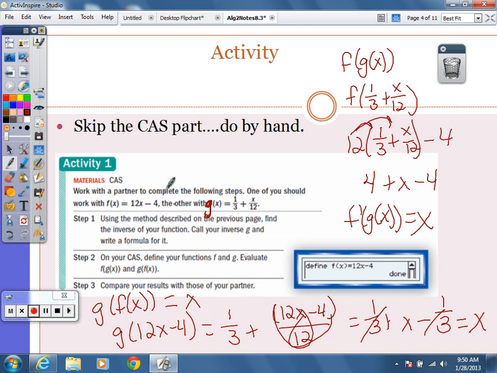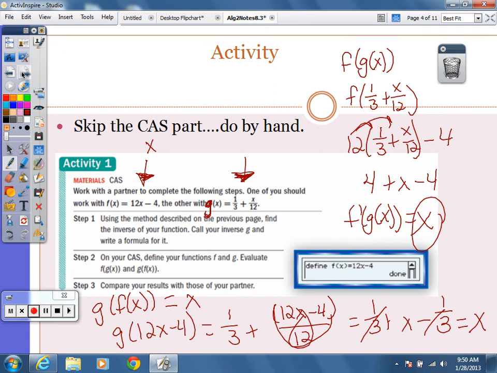Okay, let's talk about this. Does this even make sense? Of course it does. Because if this was my original function, the inverse undoes it. So basically I'm doing something to x when I plug it in, and then I'm undoing it. So what am I left with? I should just be left with x, whatever I plugged in to begin with.